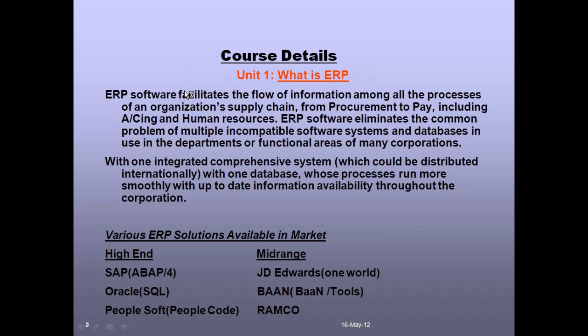ERP, by definition, you can say this way: ERP software facilitates the flow of information among all the processes of an organization's supply chain from procure to pay, including accounting and human resources, right? So your ERP software should facilitate the flow of information across all the processes of an organization.